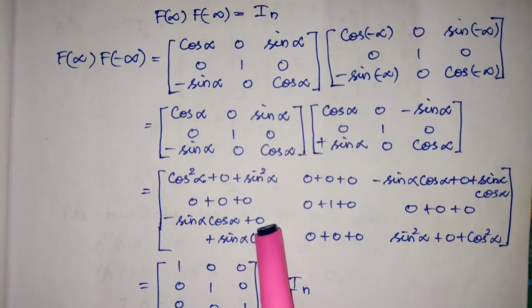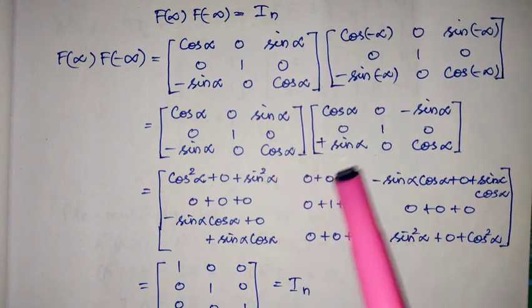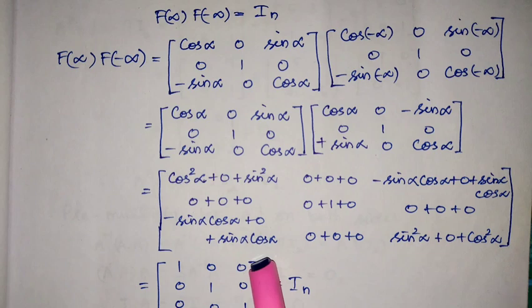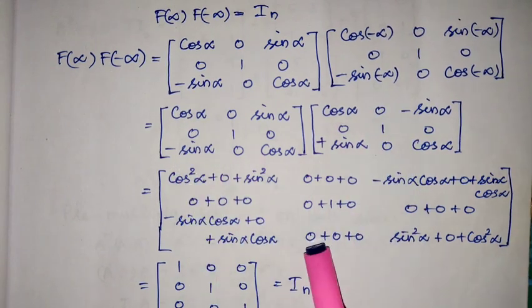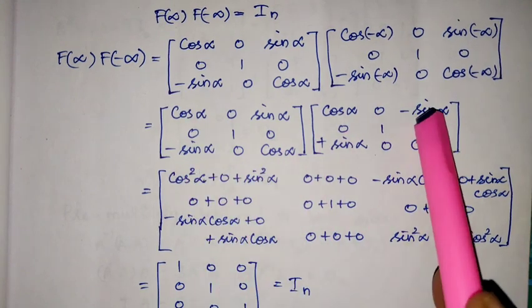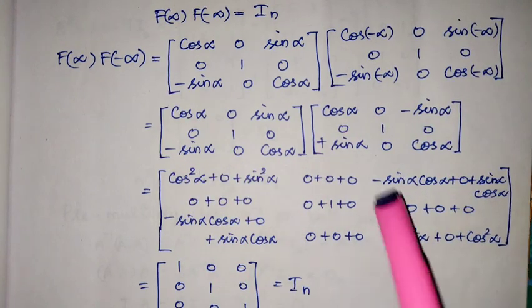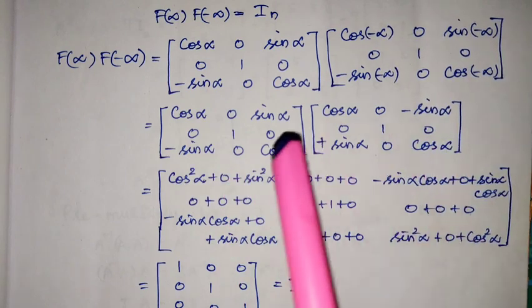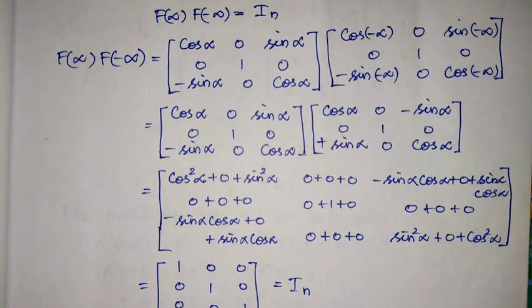0 into 0 is 0. Cos alpha sin alpha is plus sin alpha cos alpha, right? So sin alpha into 0 is 0. 0 into 1 is 0. Cos alpha into 0 is 0. Minus sin alpha is plus sin square alpha. 0 into 0 is 0. Cos alpha into cos alpha is cos square alpha.